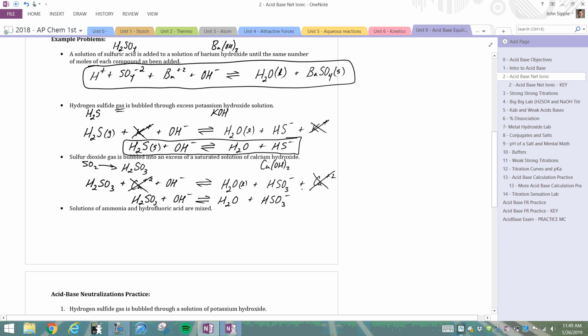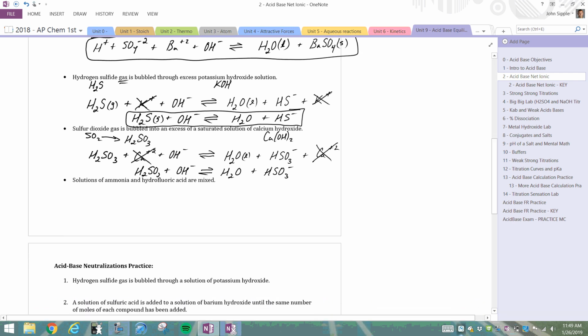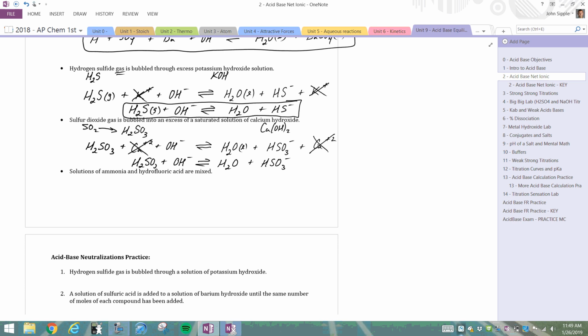Okay. All right, so next one here. We've got a solution of ammonia. Ammonia is NH3, and it's added to HF, hydrofluoric acid. Ammonia is a weak base, NH3, and HF is our weak acid. So we'd write those together.